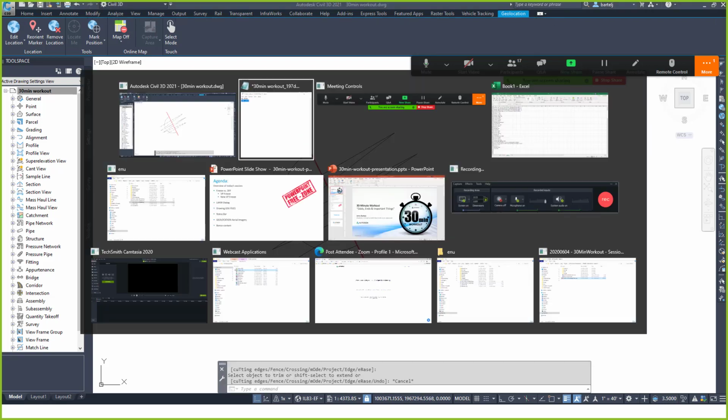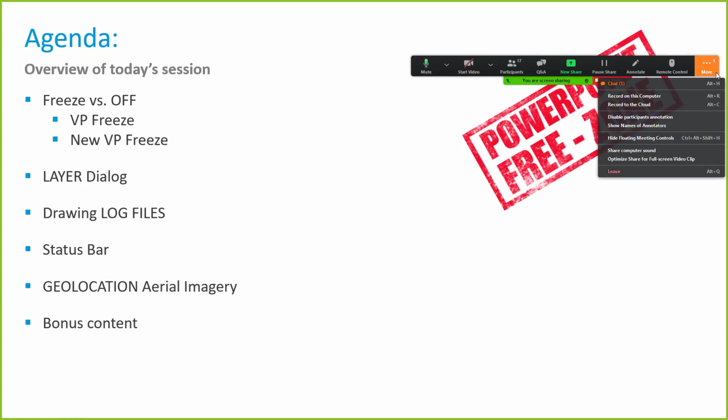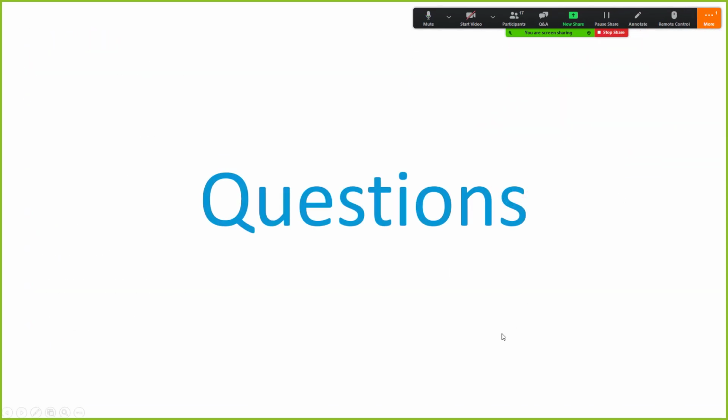Okay, so with that, I'm running low on time. I'm going to hop back to my PowerPoint free zone here. So as a summary, we ran through a number of different things, talked about the layers, we talked about the command line, some things we could do with that. The log can be helpful. We also talked about locating things via locating ourselves in space using the geolocation, and then talked a little bit about trim.